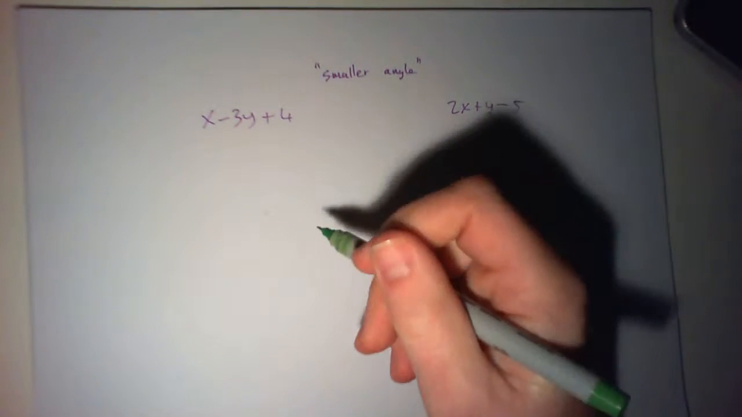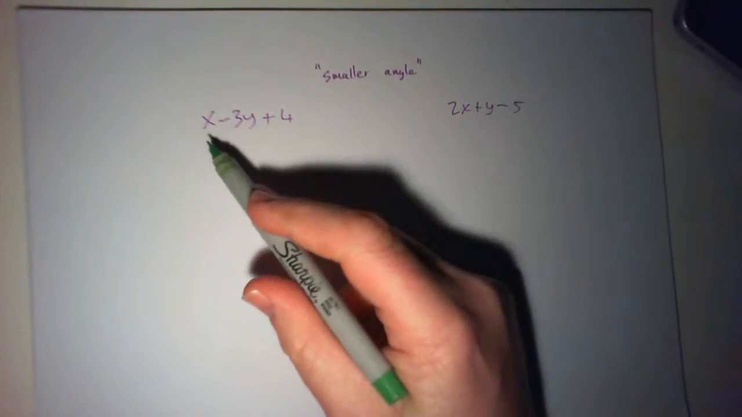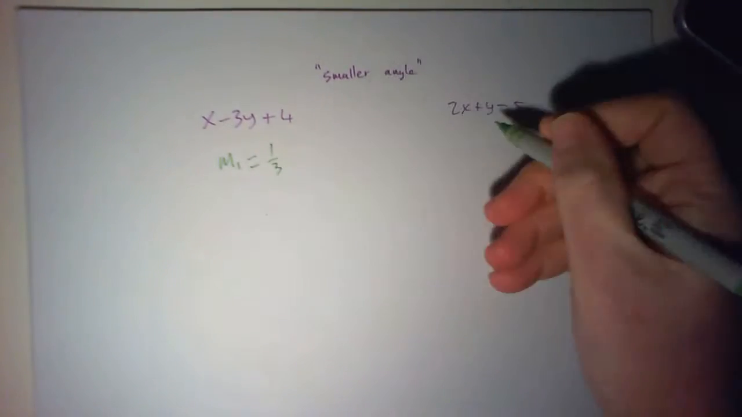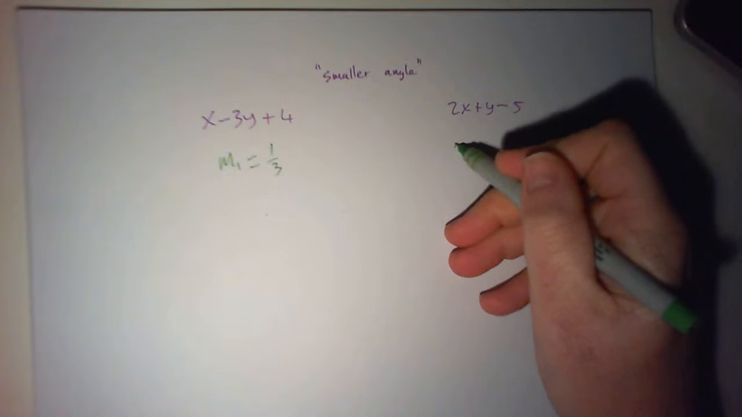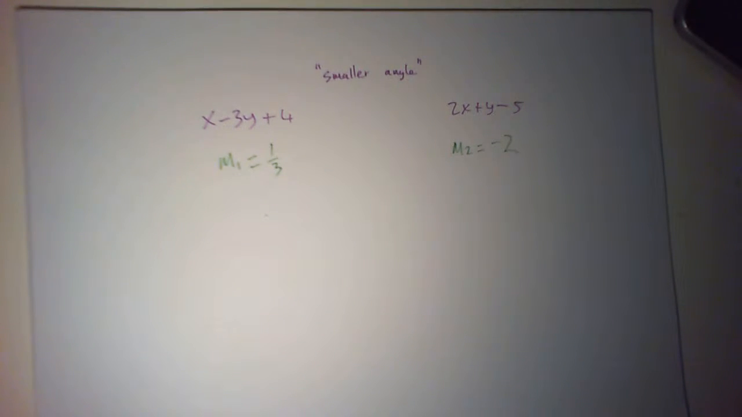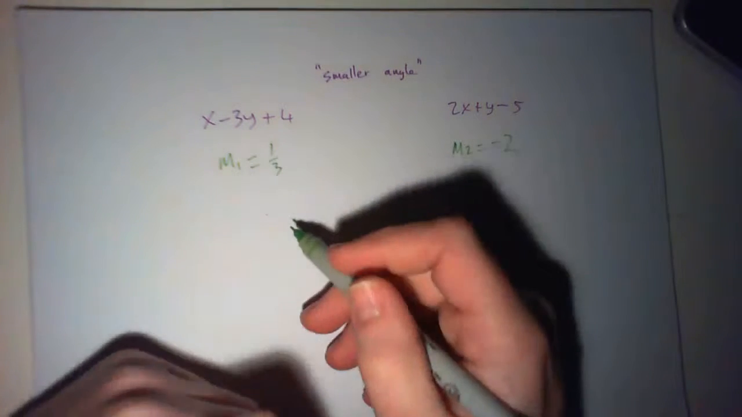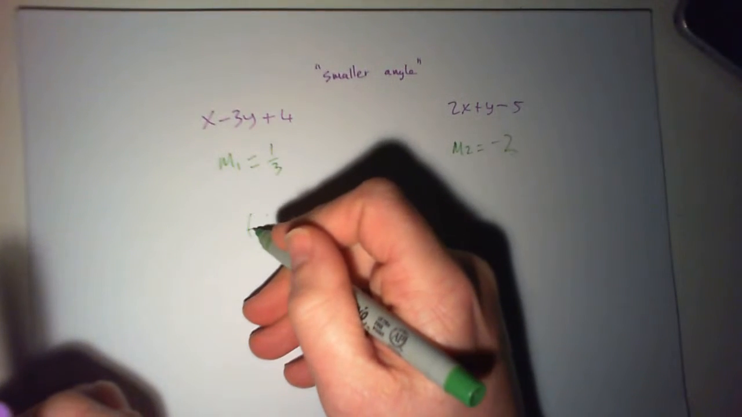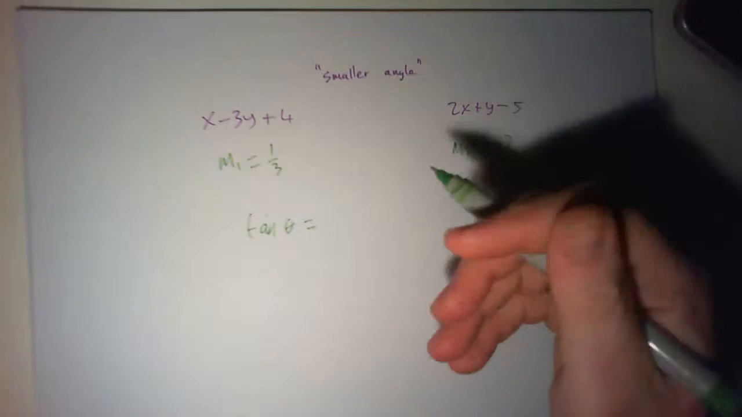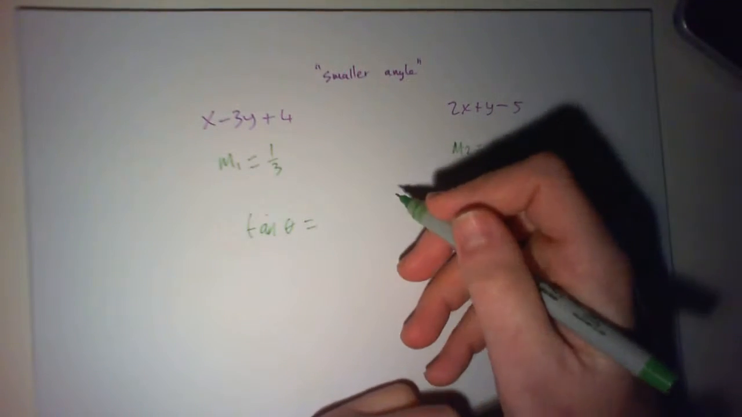Okay, so what's the slope of this one? Minus the coefficient of x over the coefficient of y. So m1 is equal to a third. Minus the coefficient of x over the coefficient of y, m2 is minus 2. So I'm hoping that green does look like it's popping. Okay, it's a bit better. So let's have a look then and see where we're going with this. So we want the tan of theta. We're going for the acute one, so we'll get the absolute value and do fine.